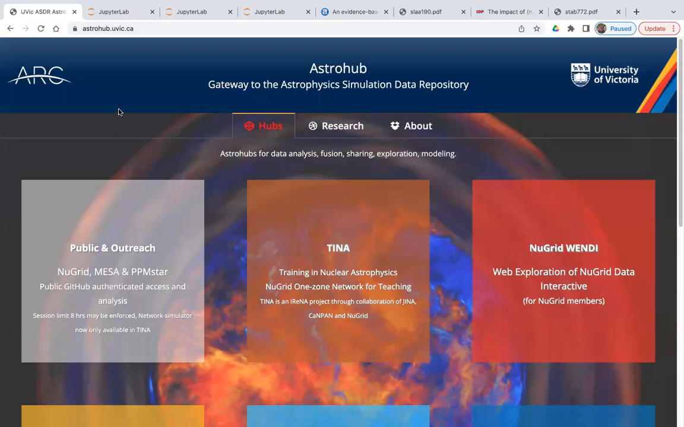So now let's go to the computational tools that can be used, the CaNPAN computational tools that can be used to model the nova evolution and the nova multi-zone nucleosynthesis.